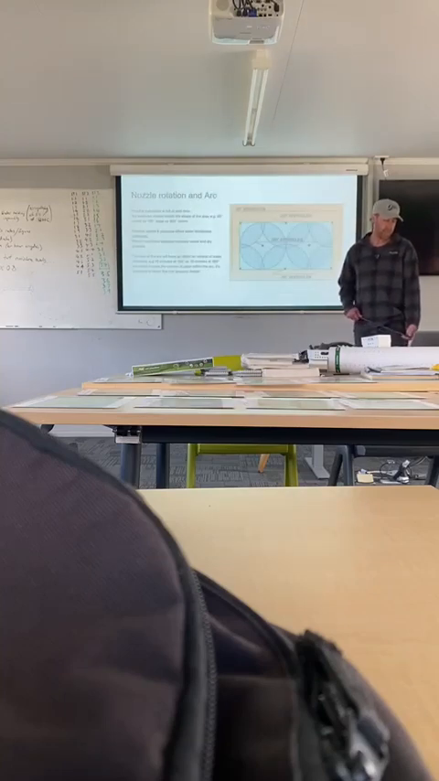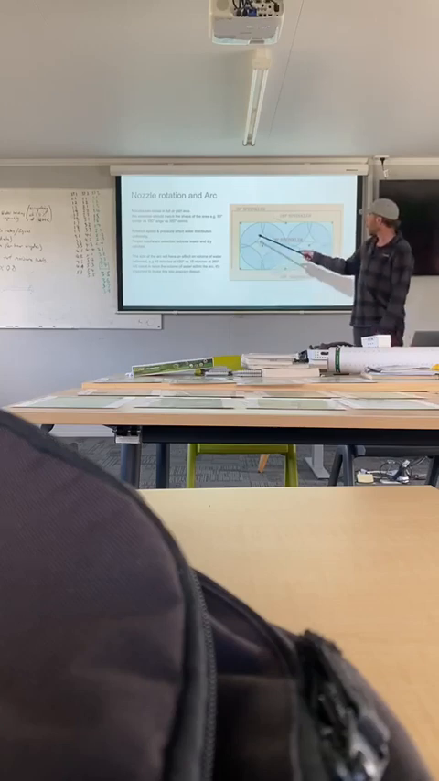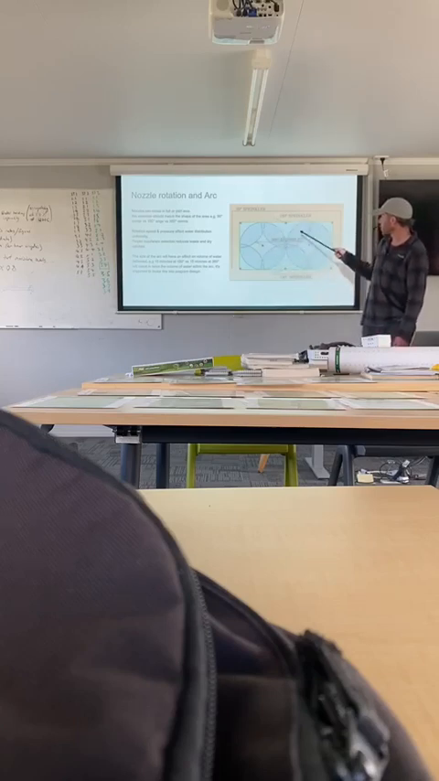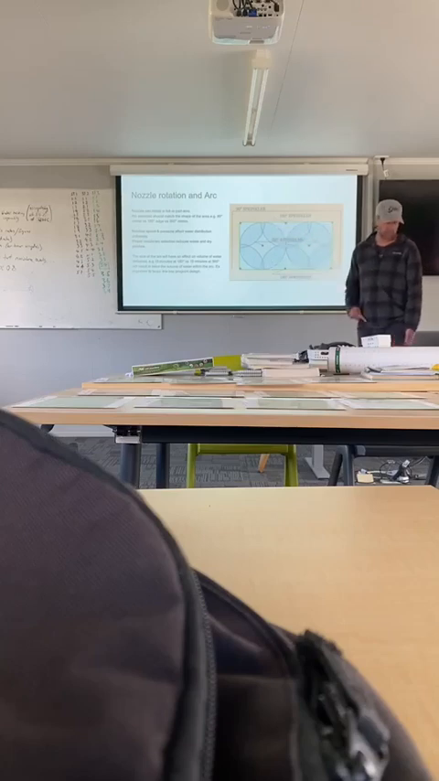Nozzle rotation and arc is an important factor. Nozzles can rotate full or part arcs, so arc selection should match the shape of the area. An example would be a 90 degree arc would be for a corner, 180 would be for an edge, and 360 would be for the centre.